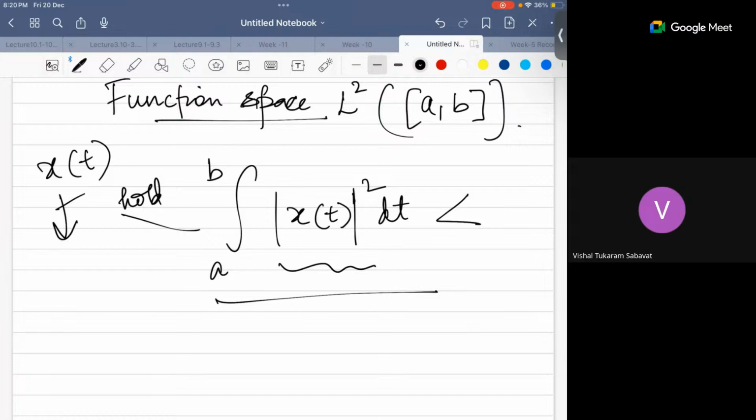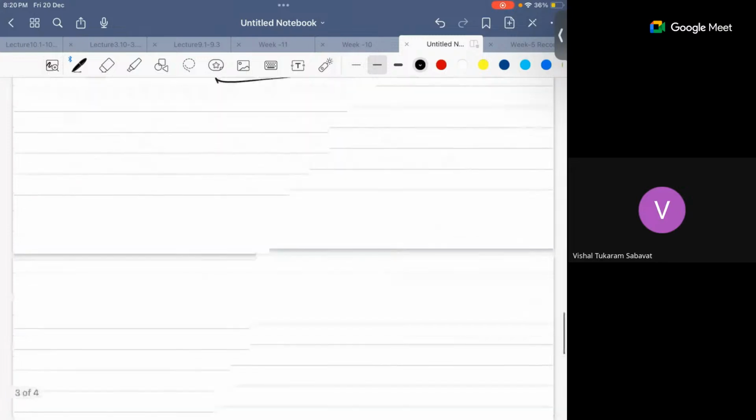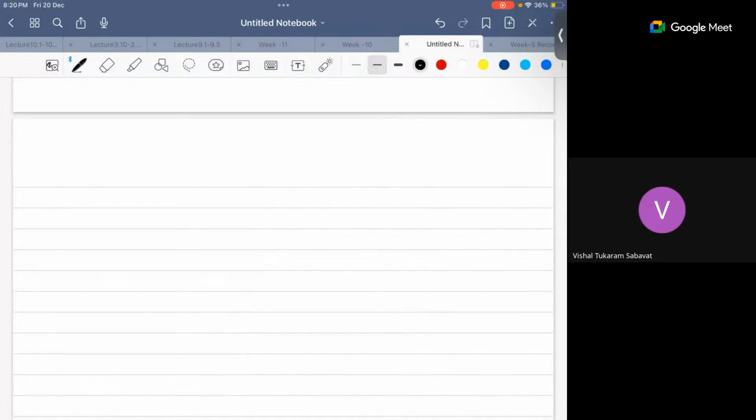Any signal can be given to you. I'll give you an example, and then you can be asked whether it belongs to L2 or not. Here it was an example. I guess there was a question in a mock, right? So there was a signal given as x(t) equals t. Whether this belongs to L2 or not, from 0 to 1. How will you check this?